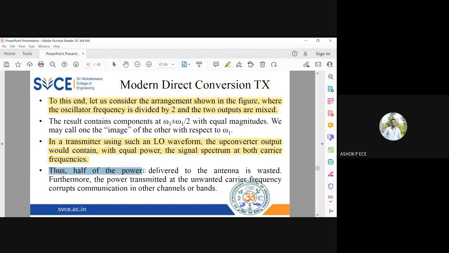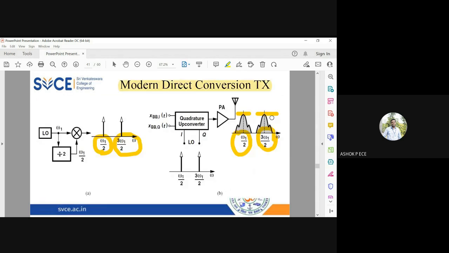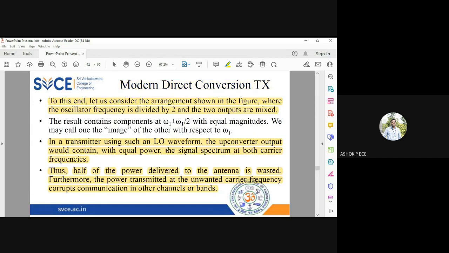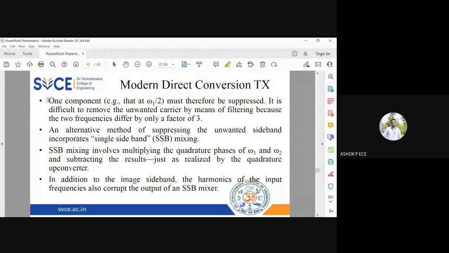So thus half of the power delivered to the antenna is wasted. Therefore, the power transmitted to the unwanted carrier frequency corrupts channels in other bands. Since you're transmitting the same information in two frequencies, you're wasting the power, and this may affect the information in the other part of the channel. That is going to be a serious drawback of this model and direct conversion transmitter. So one component must be suppressed, or you have to filter the other. Either suppress omega 1 by 2 or filter 3 omega 1 by 2, which is going to be the high frequency component.